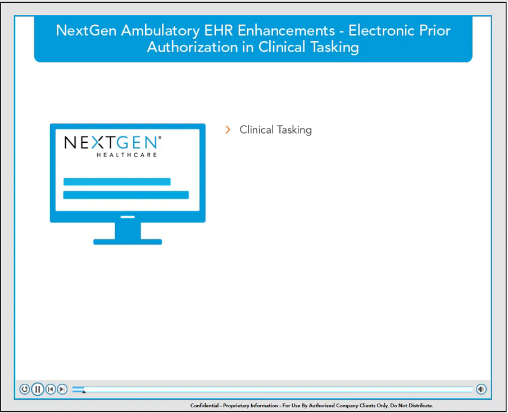In 5.9, Next-Gen Ambulatory EHR, Electronic Prior Authorization, or EPA responses will be sent as tasks to clinical tasking in the Workflow module. You can also communicate with a Pharmacy Benefit Manager, or PBM, directly from clinical tasking to complete a questionnaire. This eliminates going to the Medication module to complete EPA tasks. Let's head to clinical tasking to take a look at these tasks.